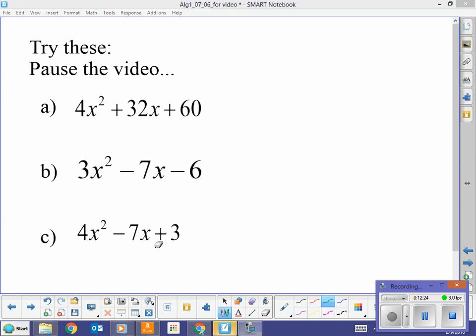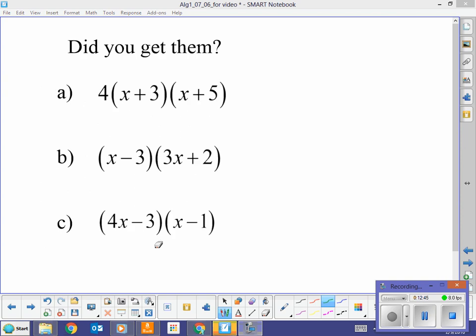Okay, I want you to try factoring these on your own as part of your notes. Pause the video, work on them, and when you have answers, then you can move the video forward. Okay, so pause it now and work on them. Okay, did you get them? These will be your answers. If you didn't, go back and see what you did wrong and see if you can figure out your error here.